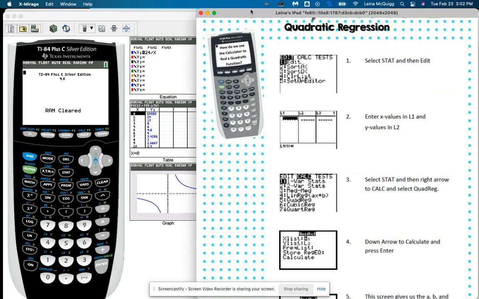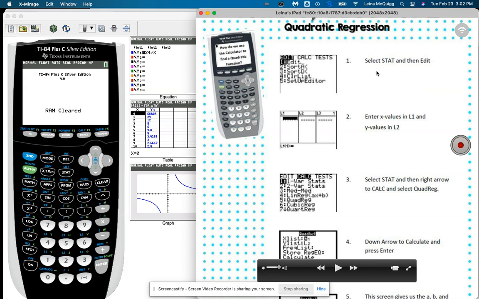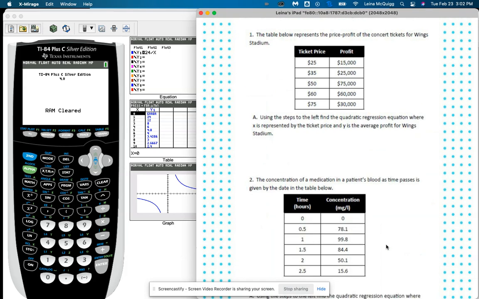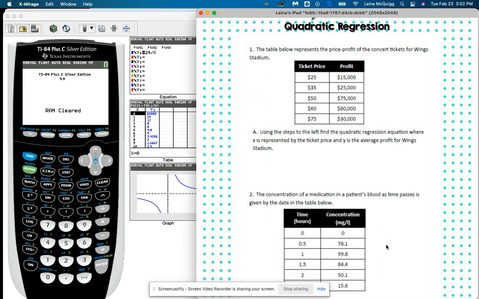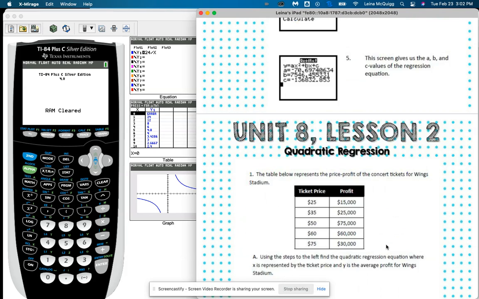So let me see if I can get all my stuff here. All right, so we have steps here. You just follow them exactly as it says, and you'll be able to do this regression. So we're going to do number 1, and we're going to follow the steps. The table below represents the price and profit of the concert tickets for Wing Stadium. Use the steps to the left or above.